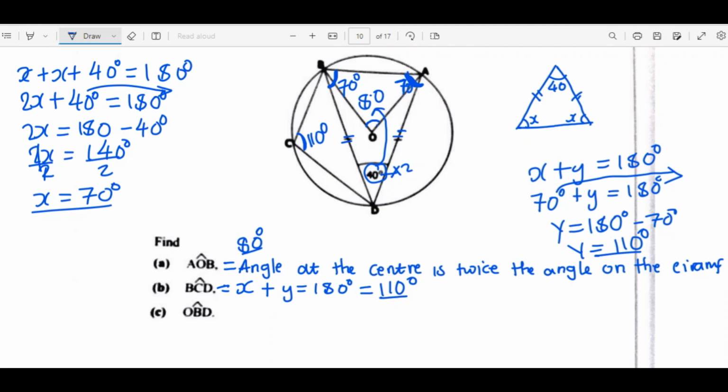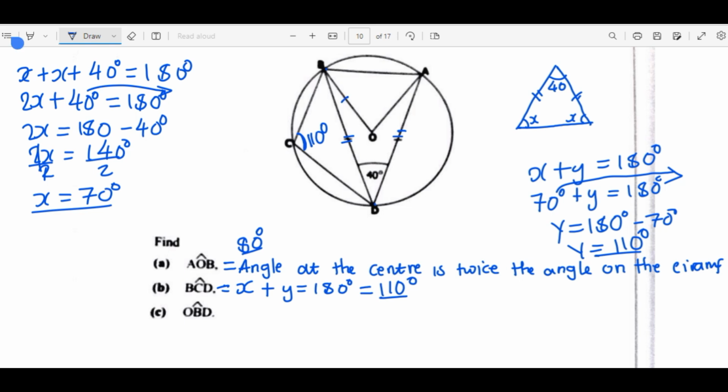Now for OBD. OBD. So we don't have a line here. Let's see if we can draw a line. So we need to draw a line from O. We have it. So OBD, this angle here. Now what can we do? So for us to find the OBD, we are going to use the principle of the isosceles triangle. Why do we say we have another isosceles triangle? Let me first get rid of this.